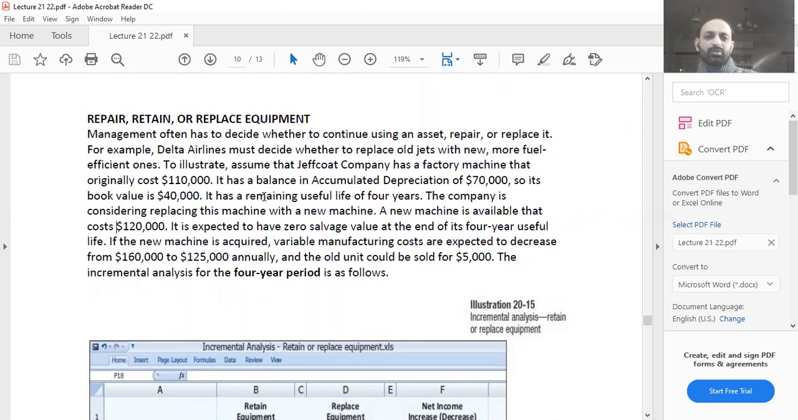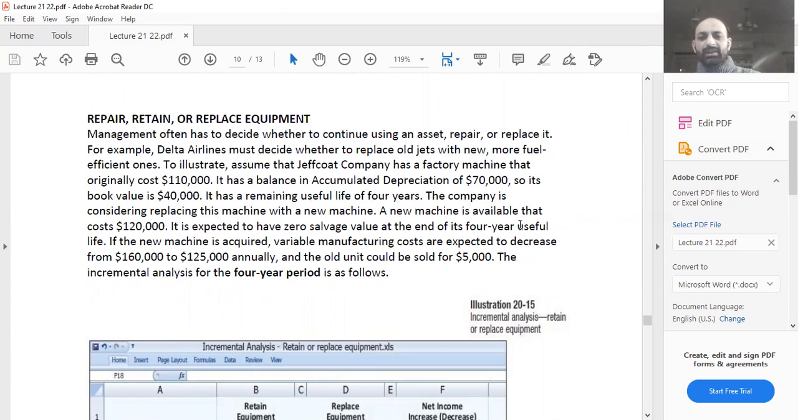To illustrate, assume that Jeff Coat Company has a factory machine that originally cost $110,000. It has a balance in accumulated depreciation of $70,000. So its book value is $40,000. It has a remaining useful life of 4 years. The company is considering replacing this machine with a new machine.